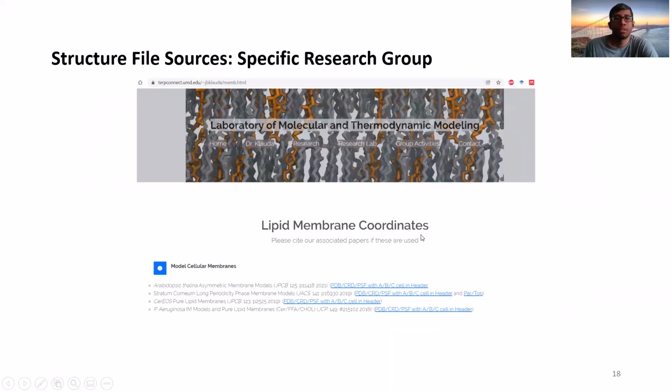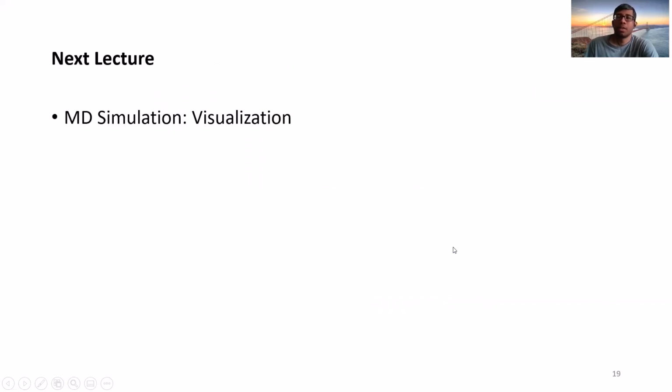And this is an example of a structural file source from a specific research group. For example, this is J.B.K. Loda lab of molecular and thermodynamics modeling, that actually has deposited so many lipid membrane coordinates that they have worked on, and you can download it from there in different formats like PDB, CRD, PSF. So that's how we can get your structure files or make your structure files.